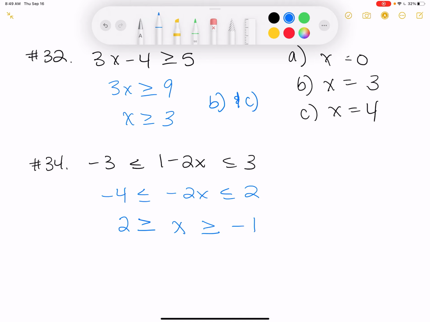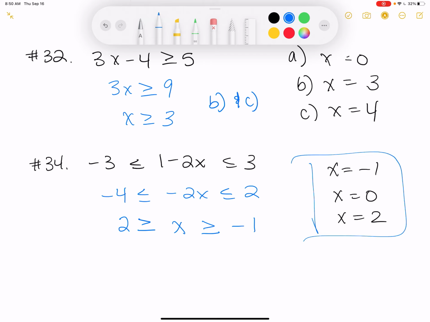What did you do the first step? Right here, I just subtracted the 1 on both sides, and then I divided by the negative 2, which causes the inequality signs to flip the opposite way. That makes sense. And the options here were x equals negative 1, x equals 0, x equals 2. So what are the answers for this one? Are they all of them? It's all of them. Yeah, I thought it was negative 2 for a second.